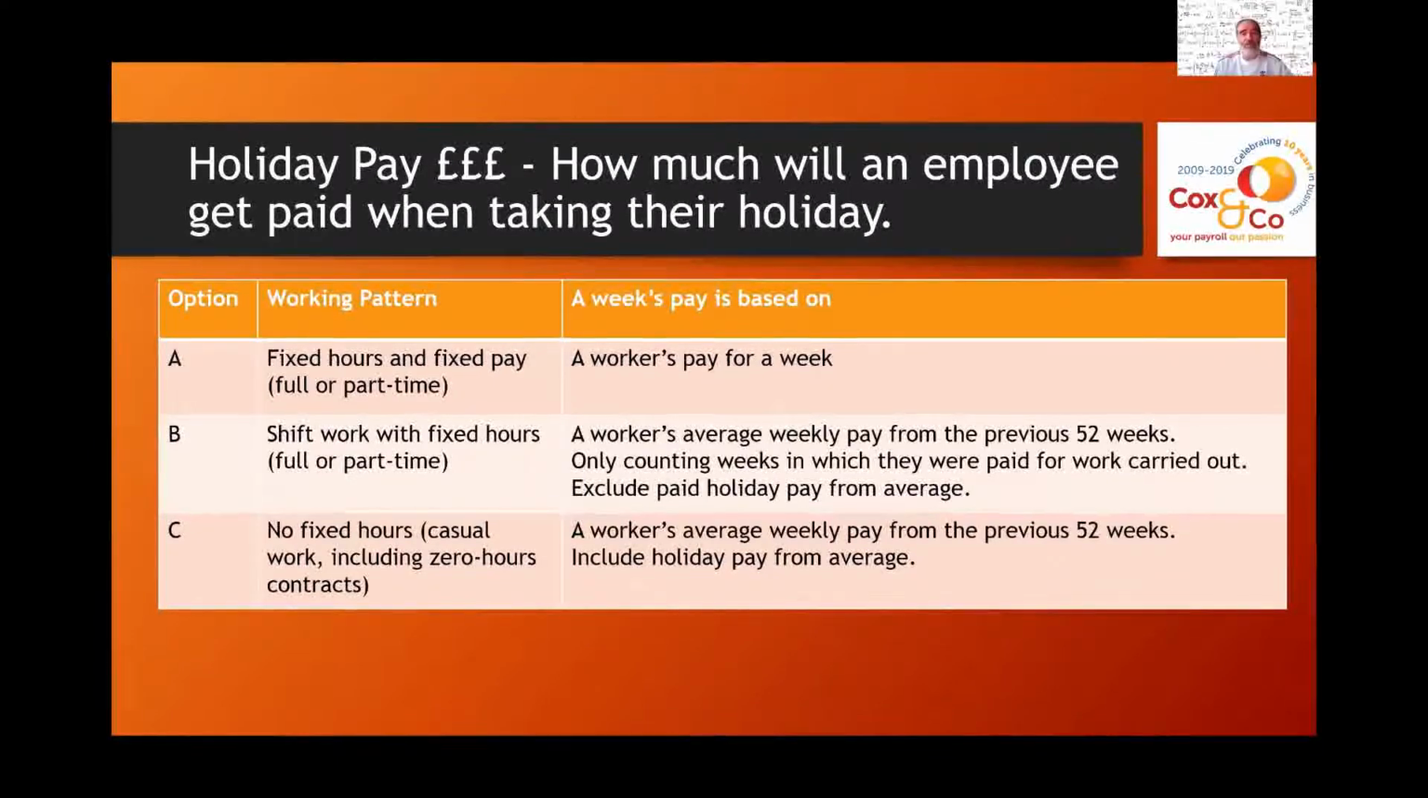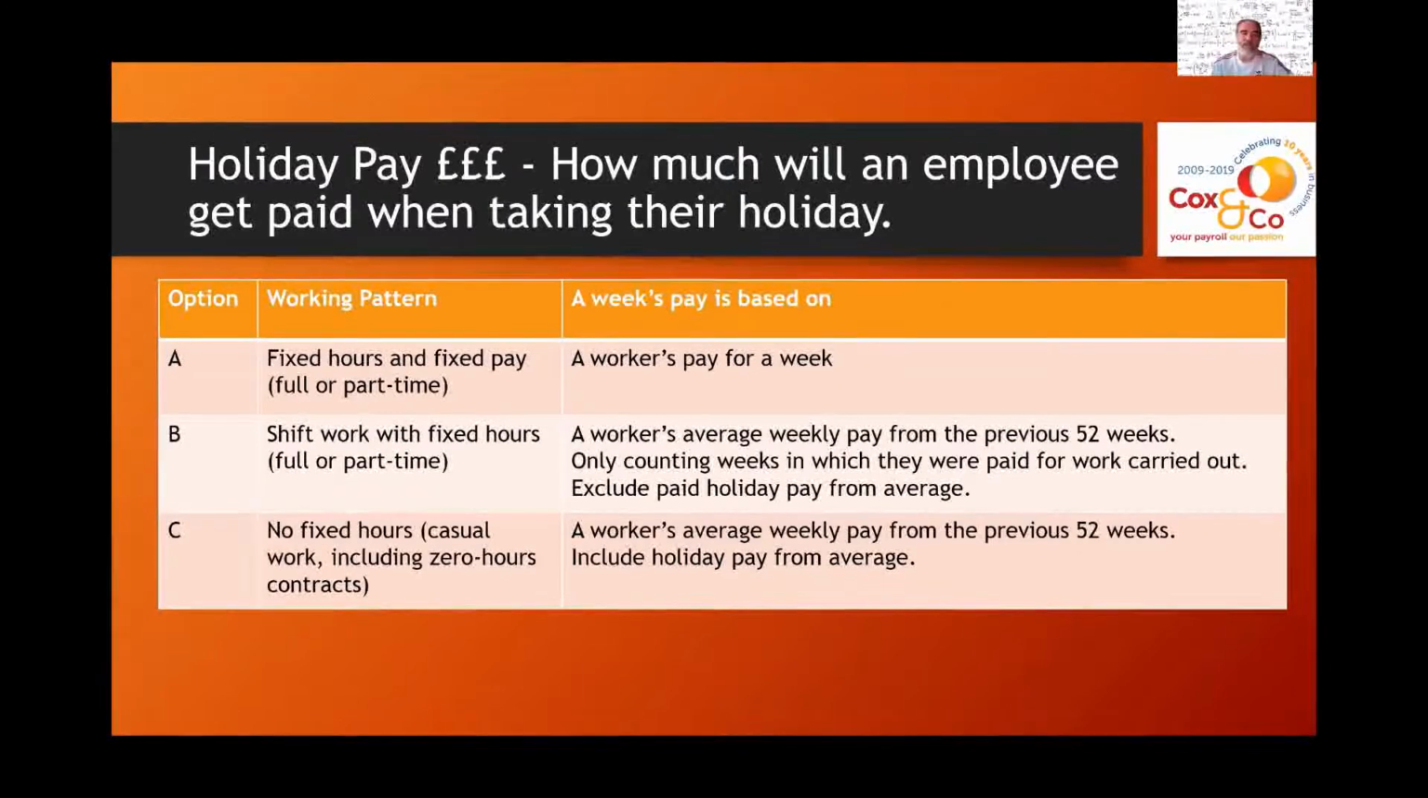In both cases, we're going to be referencing a worker's average weekly pay from the last 52 weeks. And we're going to be counting weeks in which they were paid for work carried out. So that's an important thing to note. We are going to exclude weeks in which they didn't carry out any work. They were on holiday and therefore didn't carry out any work. They were off sick, unpaid leave. If they had weeks where that was all that happened in that week, so they had no work that they were paid for in that week, then we would exclude it from any calculations.